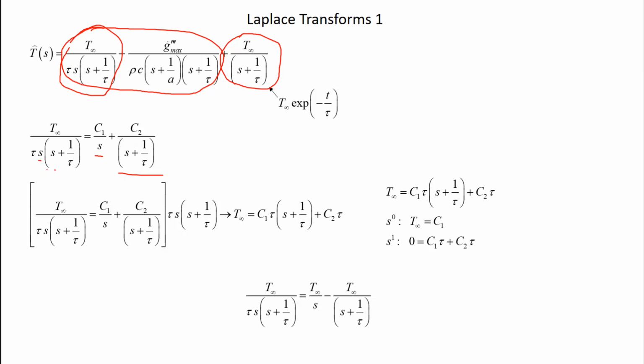So I have two distinct factors here. So that's what I did over here. I clear the denominator, which means multiply by tau times s plus 1 over tau. So that gives me T infinity, and then a c1 times this stuff, and a c2 times this stuff. And then I just equate like terms. So my constant term, T infinity has to equal c1, and then my s to the first power term is 0 has to equal c1 times tau plus c2 times tau.